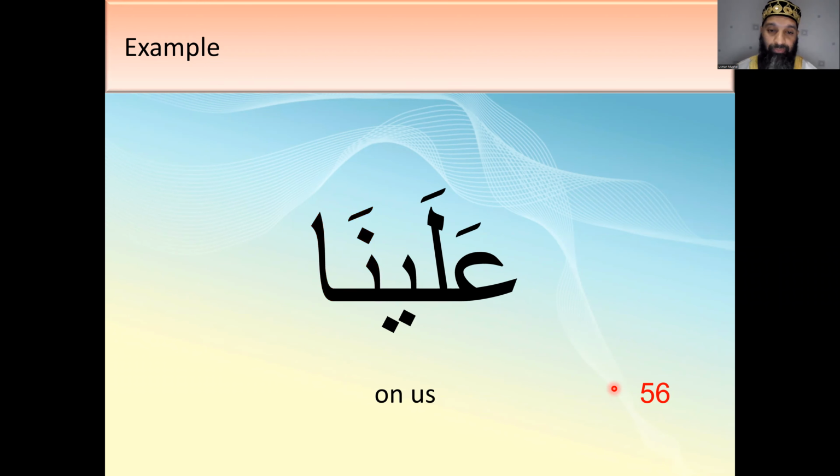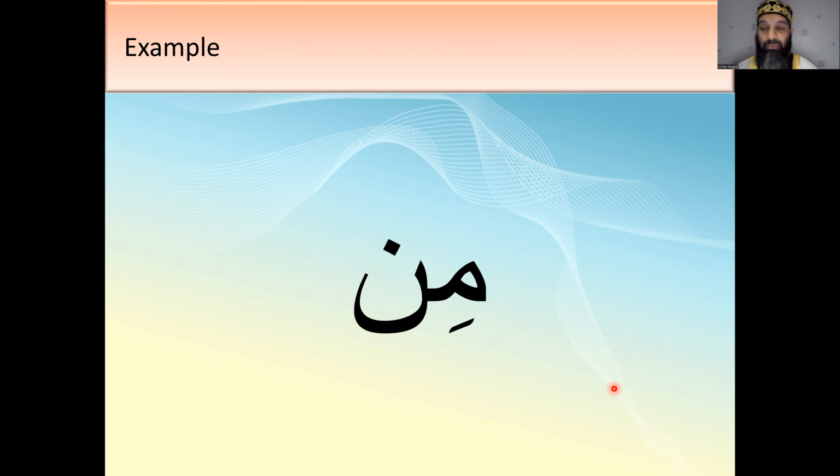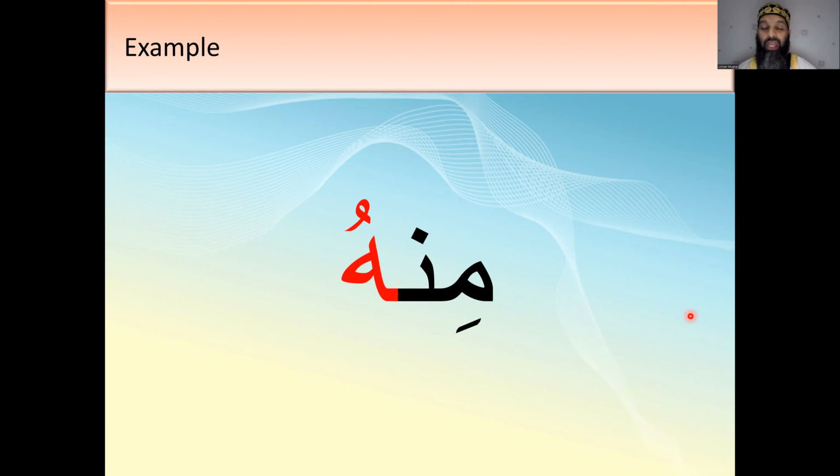Right, okay, next one. Right, min. What does min mean? We all know what min means. From. We've done it. Have we done min? Yes. We've done min. Learn these. I've put these words for a reason because they come a lot in the Quran. Right, so min means from. Okay, so 3,105, including man. So min and man, 3,105 roughly. From. So minhu, and how many times have we seen minhu in the Quran?